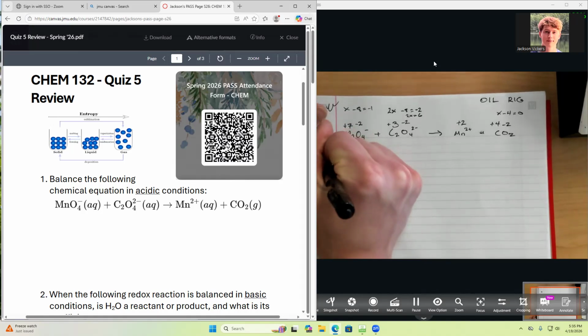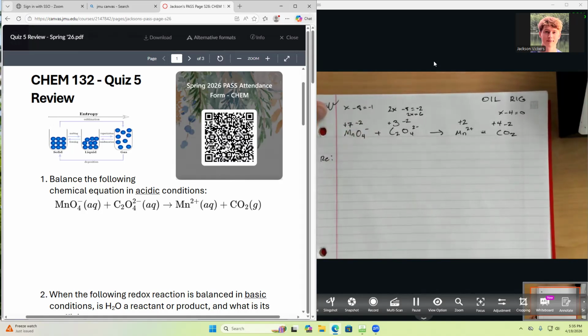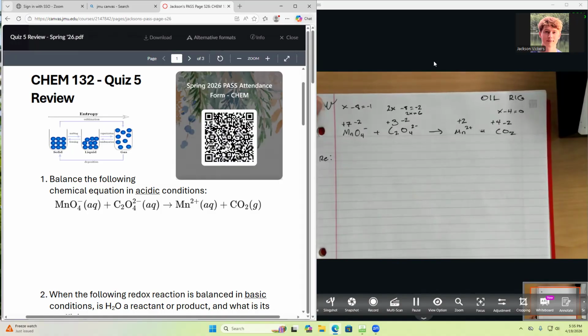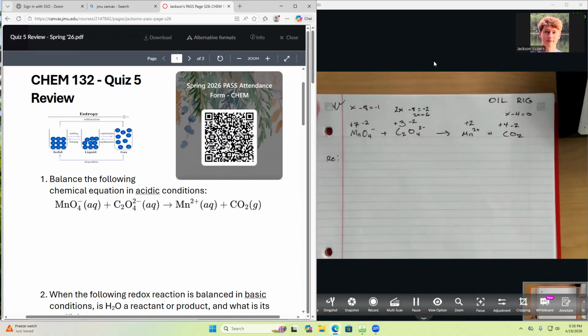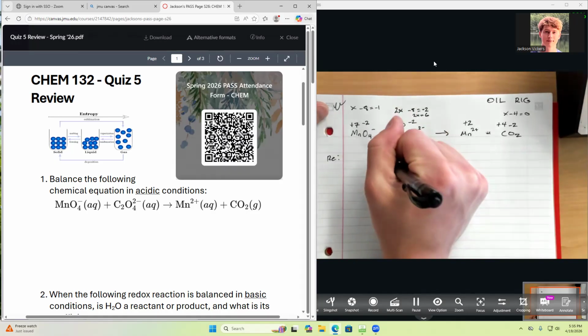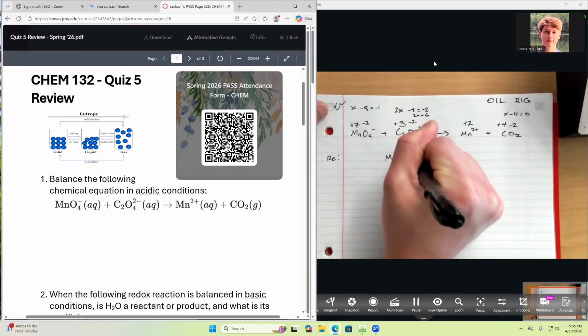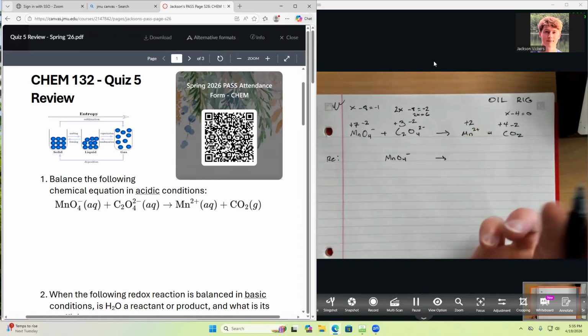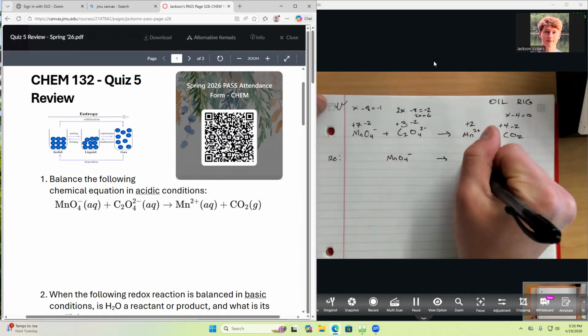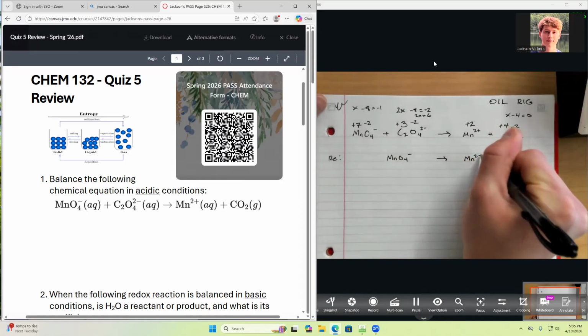Yep. So we can separate them into the two half reactions. That's what I'm doing now. We want to have a half reaction for what's being reduced and then a half reaction for what's being oxidized. So I'm going to write MnO4 minus, and I'm going to leave a lot of space because there's a lot of things we've got to still do. Goes to form Mn2 plus.